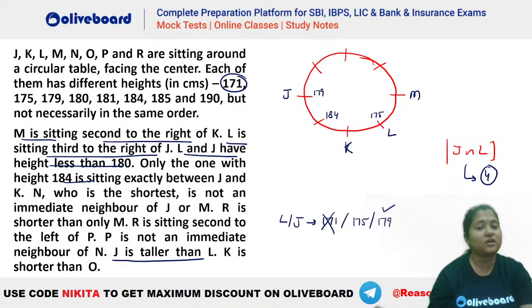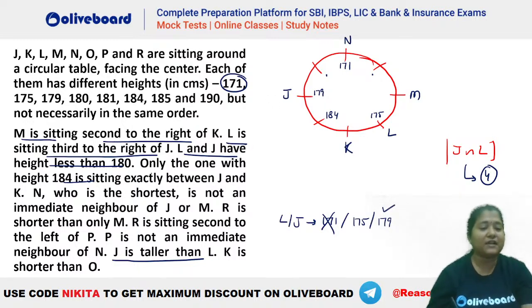So my question was, what is the difference between the heights of J and L? You can see absolutely it will be 4 centimeters, right? Absolutely great work. Now N is 171, is not an immediate neighbor of J or M. So you can see this is not a possibility for N, who is the shortest person. So N will be this person. N, who is shortest, that means 171 centimeter will be here.